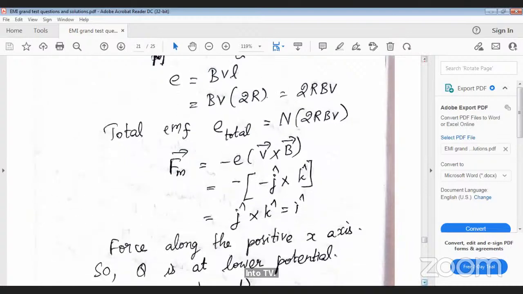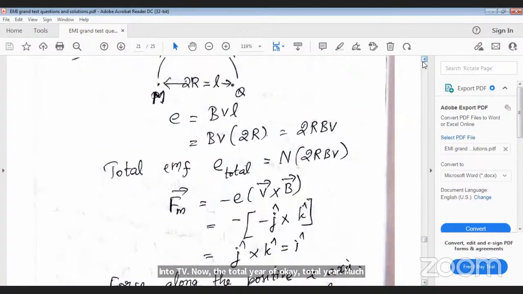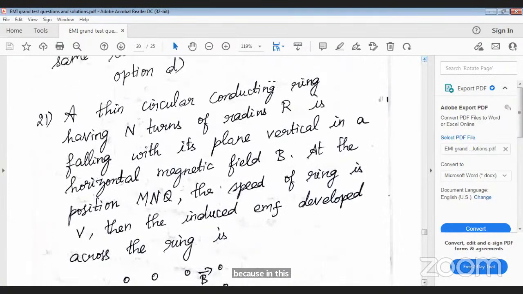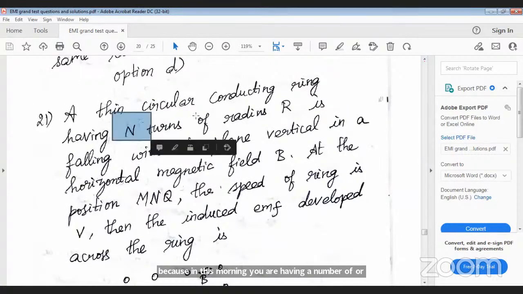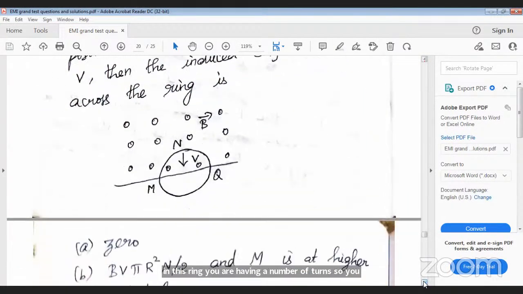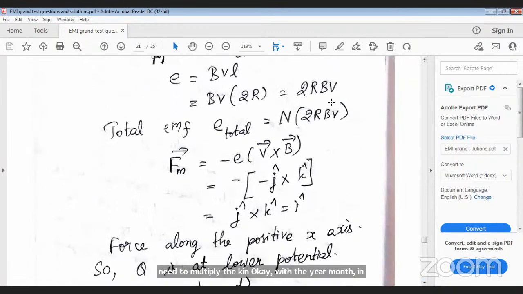Now the total EMF is given by the number of turns multiplied by this EMF, because in this ring you have n number of turns. So you need to multiply n with the EMF in order to get the total EMF. So the total EMF is n into 2R BV.